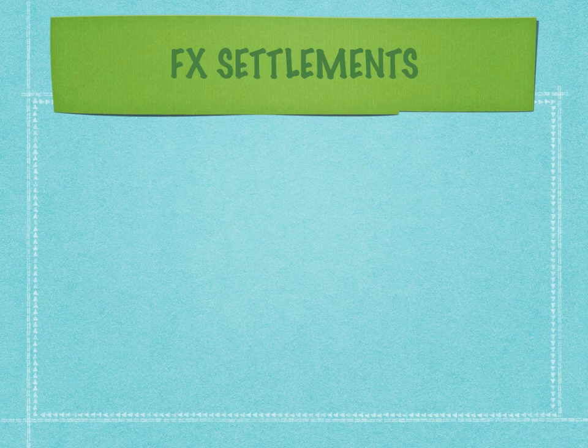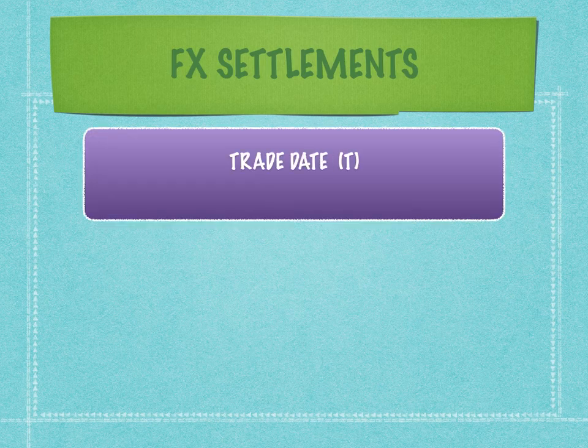Now let's understand the foreign exchange settlements. The date on which the trade is executed by the two banks is called the trade date. In global markets, this is denoted by the alphabet T, T standing for trade date. So for example, if today, the day I'm recording this video, is 1st of April, not April Fool's Day, then the trade date is T, standing for the trade date.